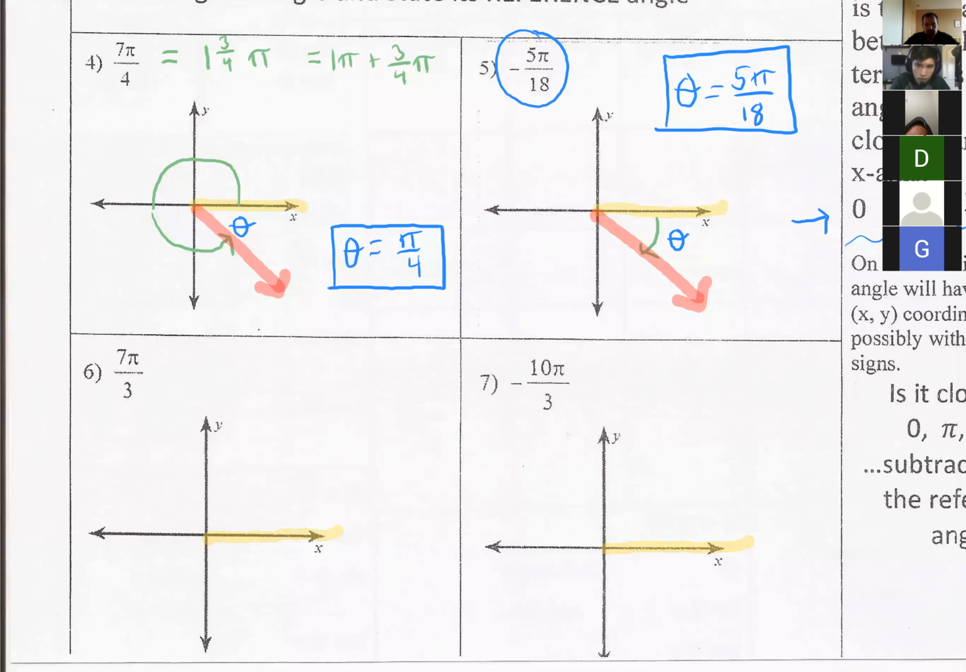Theta is just the angle formed using the terminal side, where you stop, and the closest part of the x-axis. So we'll do 2 more of those, and then I'll talk about those more as we go through 6 and 7. Okay. How to find theta. So this one is 7 pi over 3.